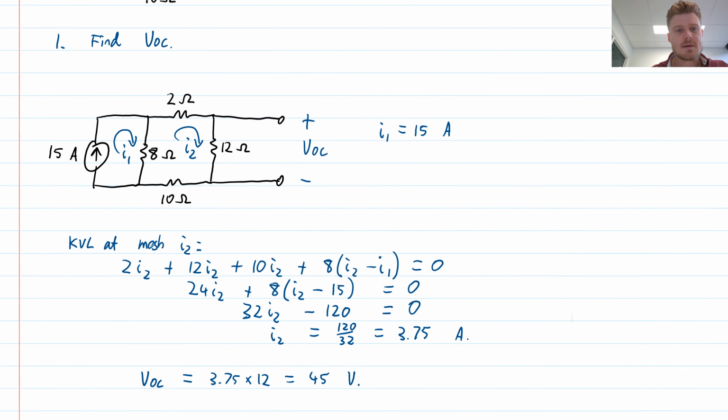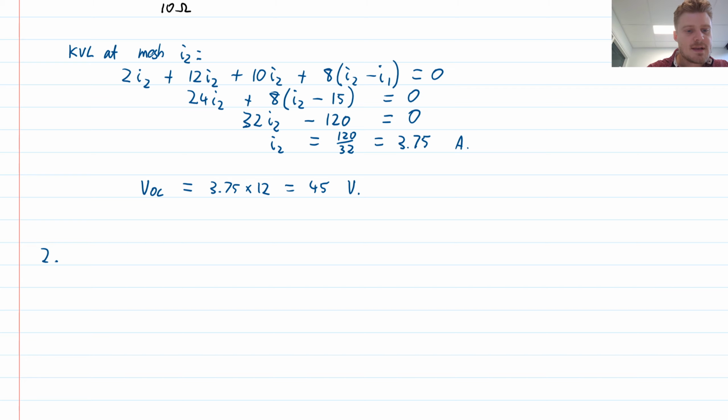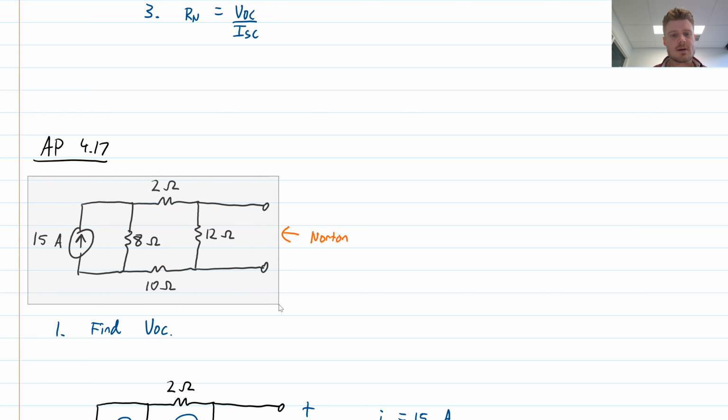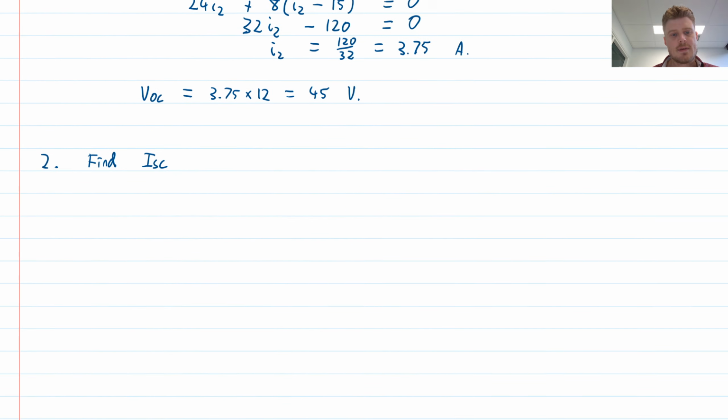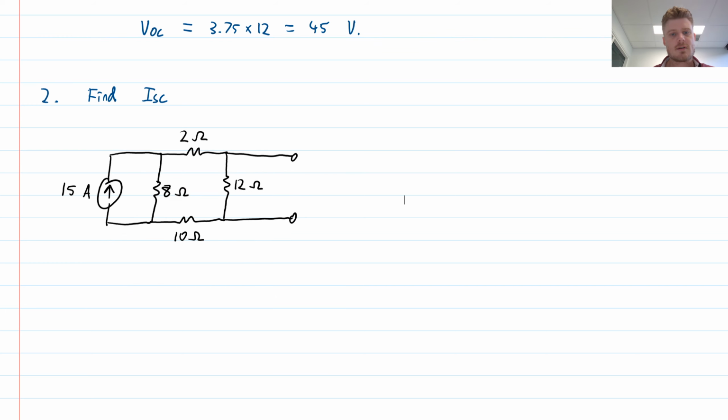All right, let's make a note of that one, and we will keep on going. So the next step would then be to find the short circuit current, to find ISC. Again, I'm just going to copy my circuit and then redraw it and find what will be the current when I actually short these terminals together. So I'm interested in what would be this current here, ISC.